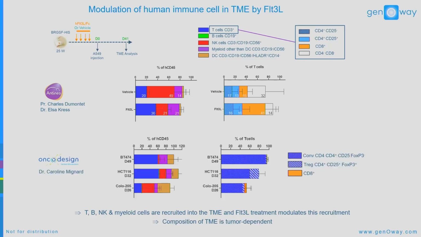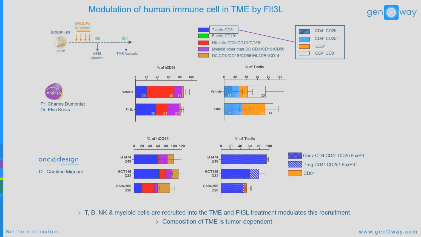We repeated the same study with our colleagues from OncoDesign, where they used 3 different tumor types. So 2 colorectal cancer adenocarcinoma tumor cell lines, and 1 breast cancer. And as you can see, again, your tumor composition is totally dependent on the tumor type.